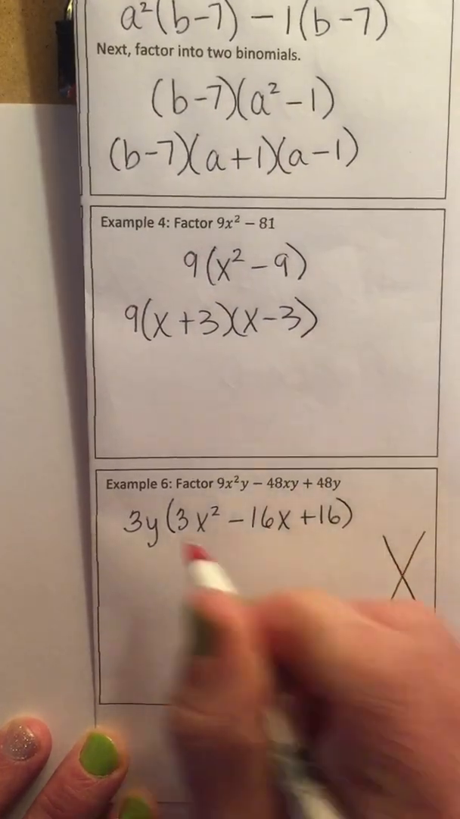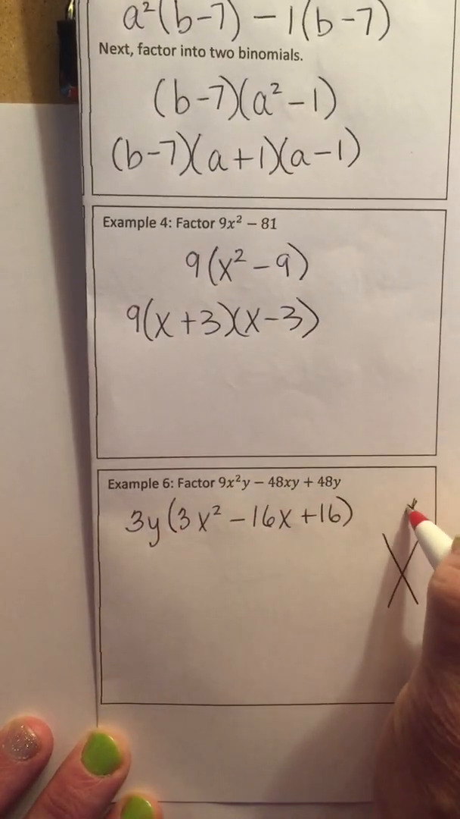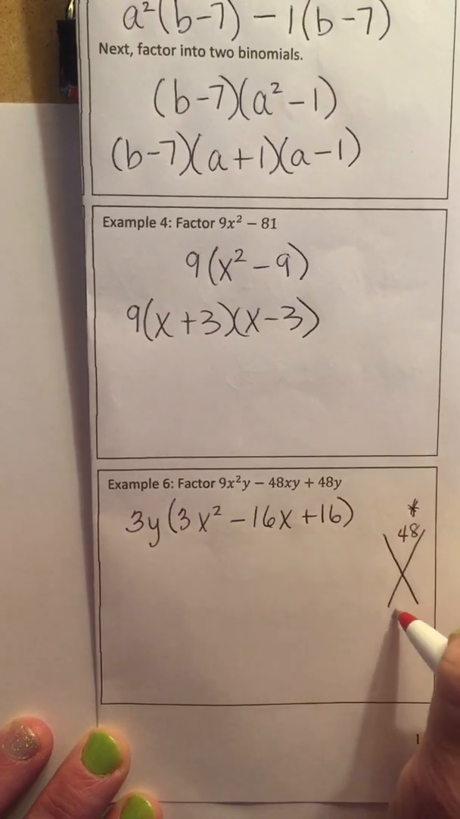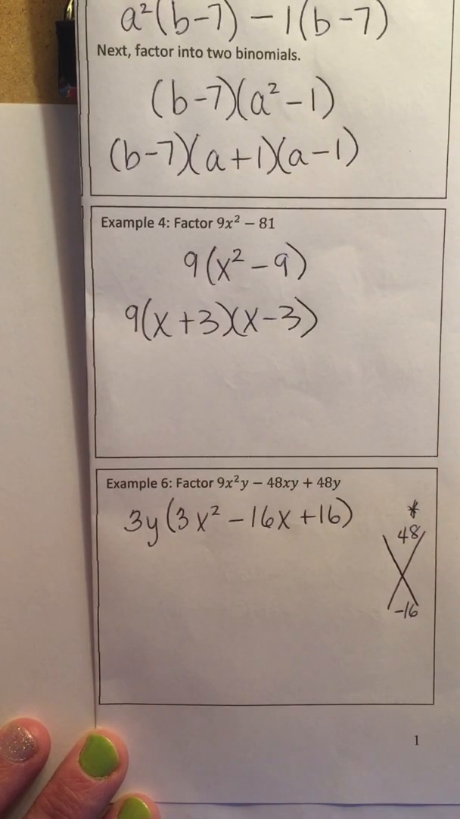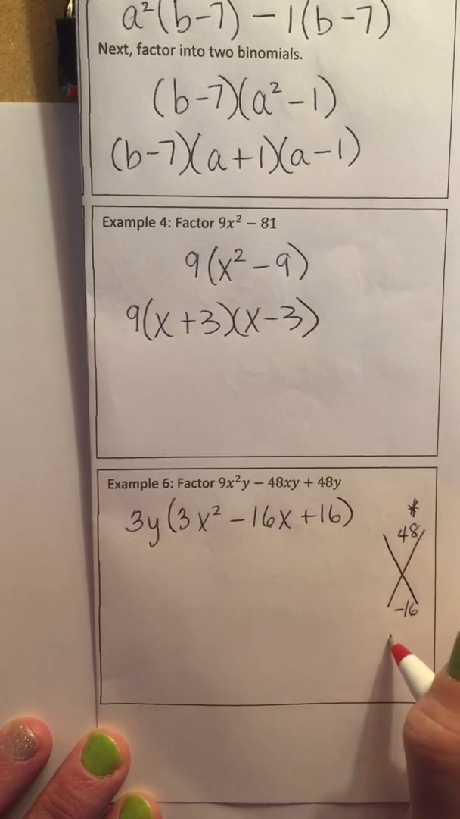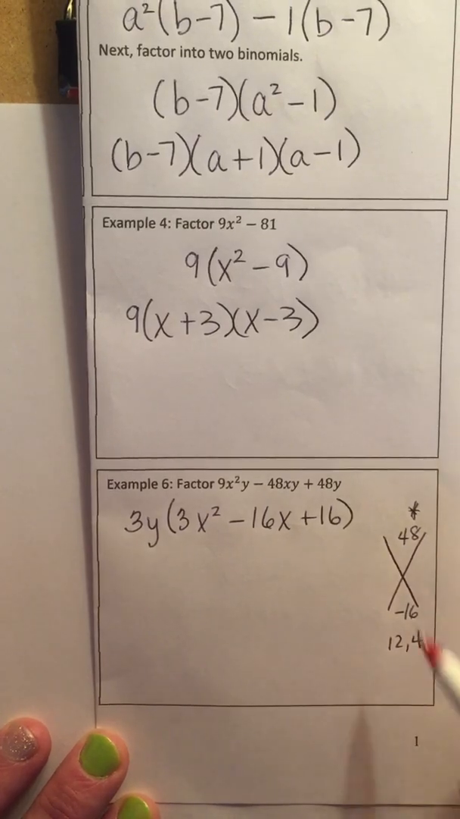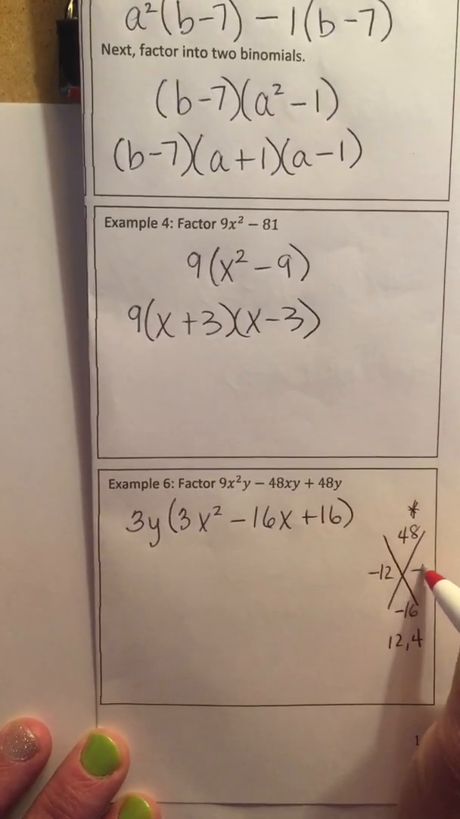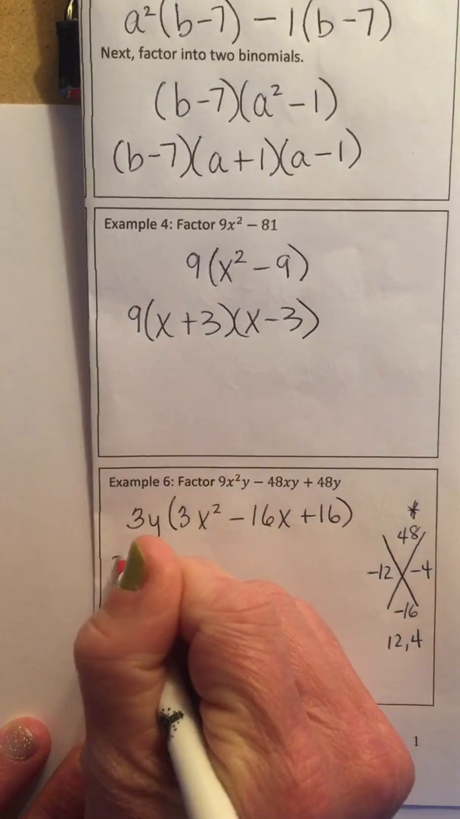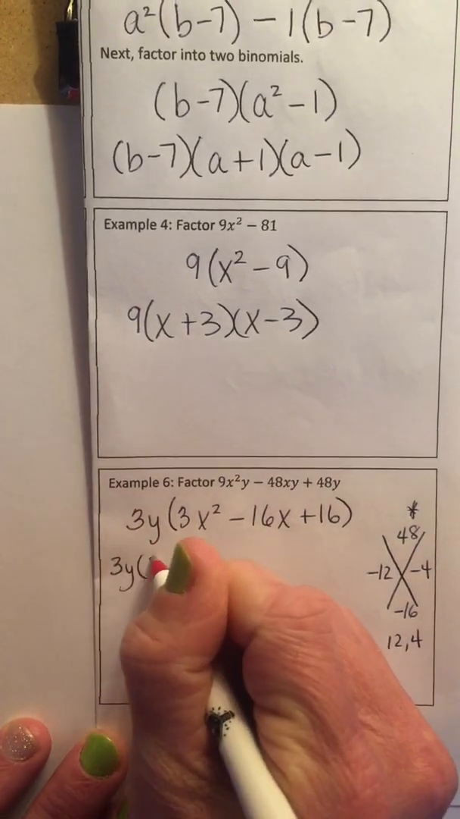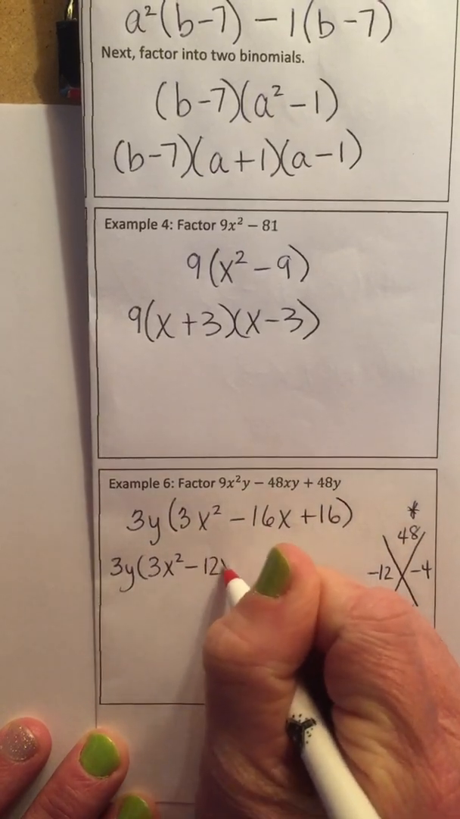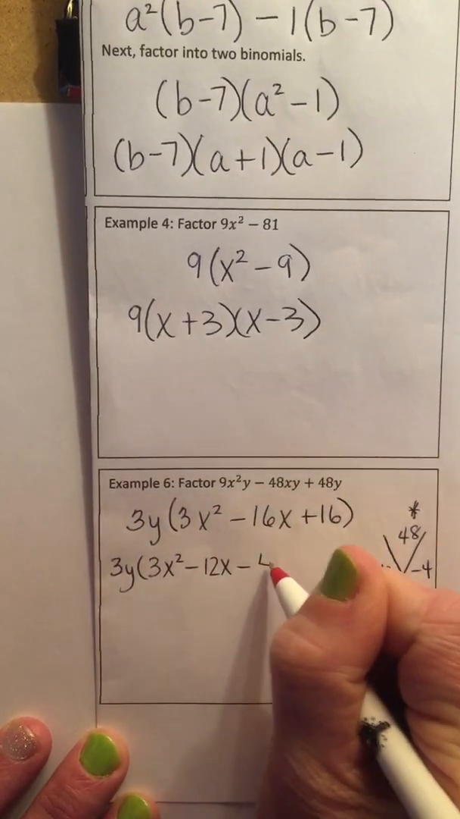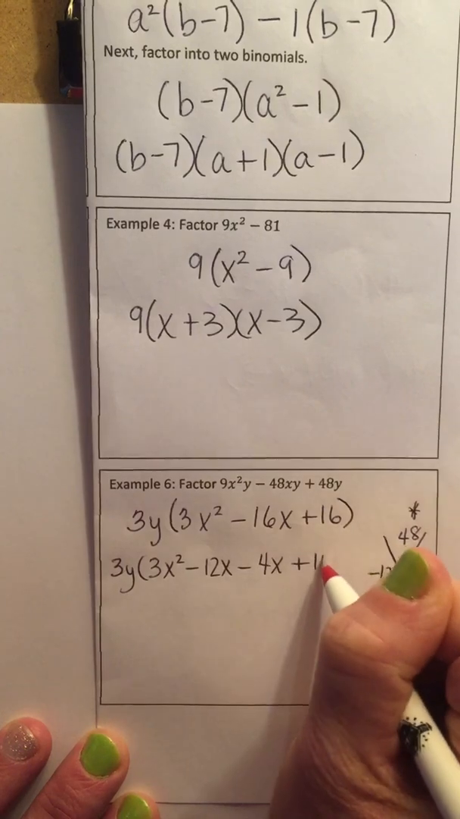Going to need to determine what multiplies to 48 and adds to negative 16. Okay, so our factors of 48, 12, and 4. And if they're both negative, that will work for us. So 3y times 3x squared minus 12x minus 4x plus 16.